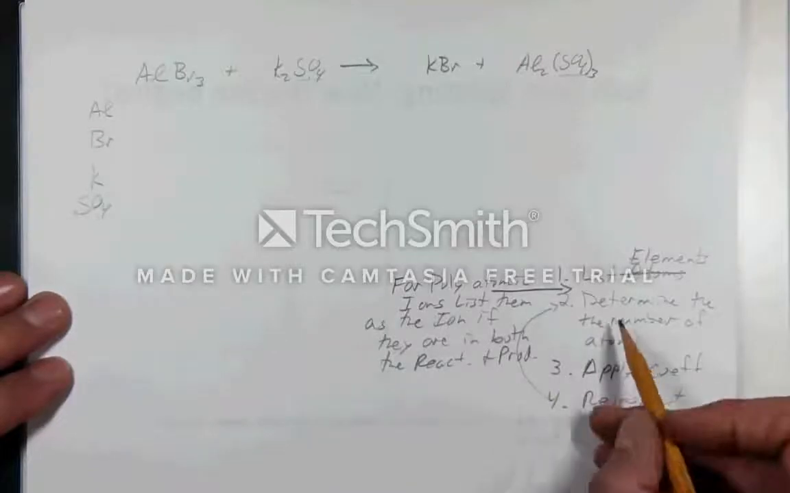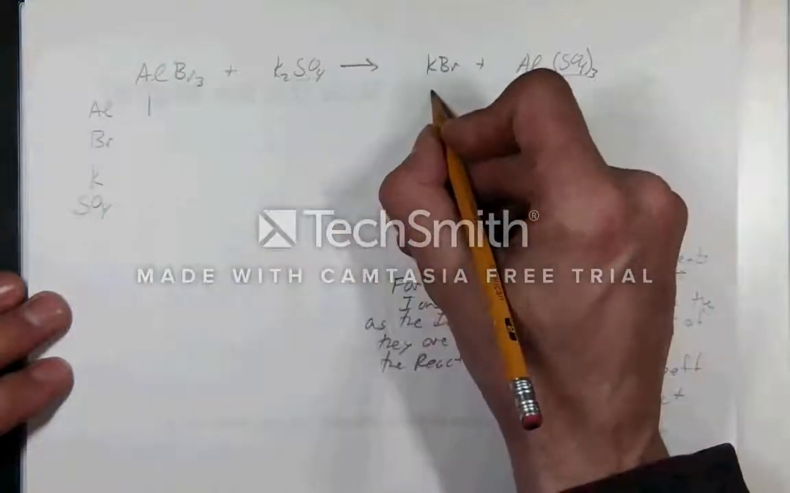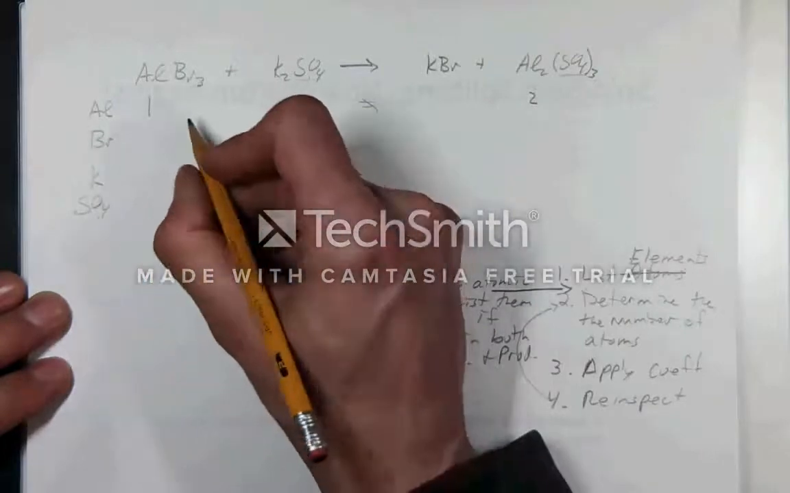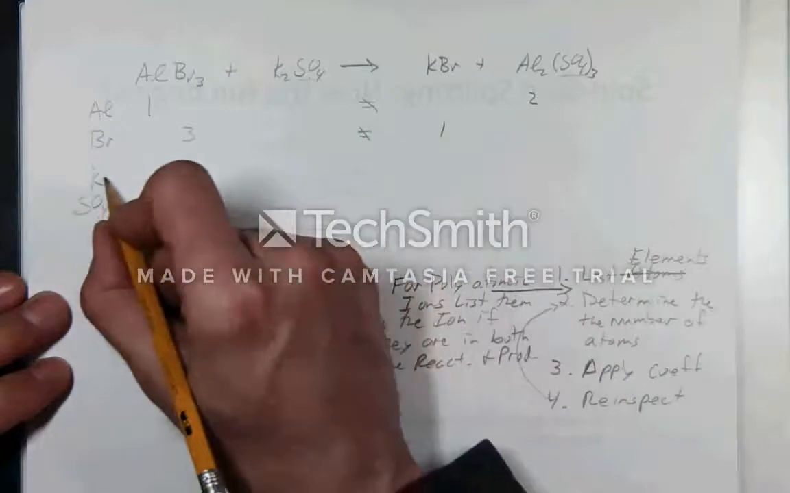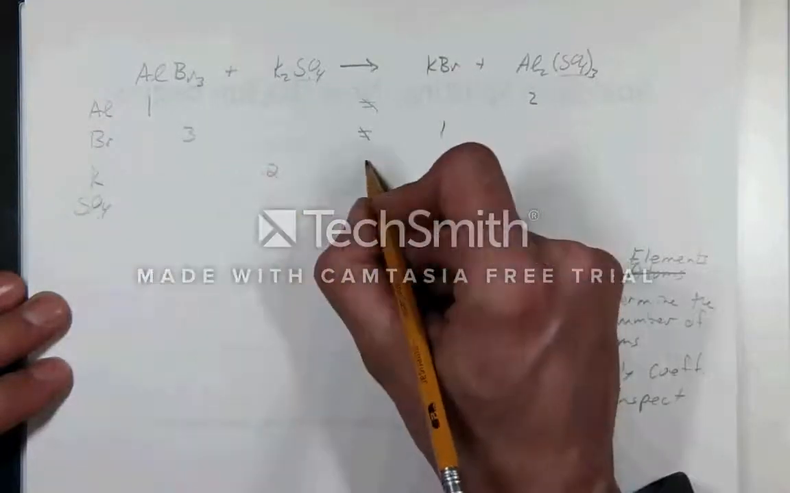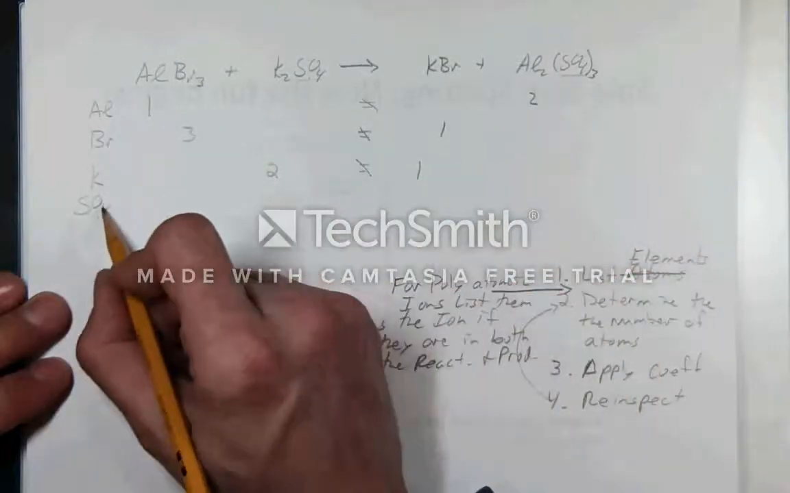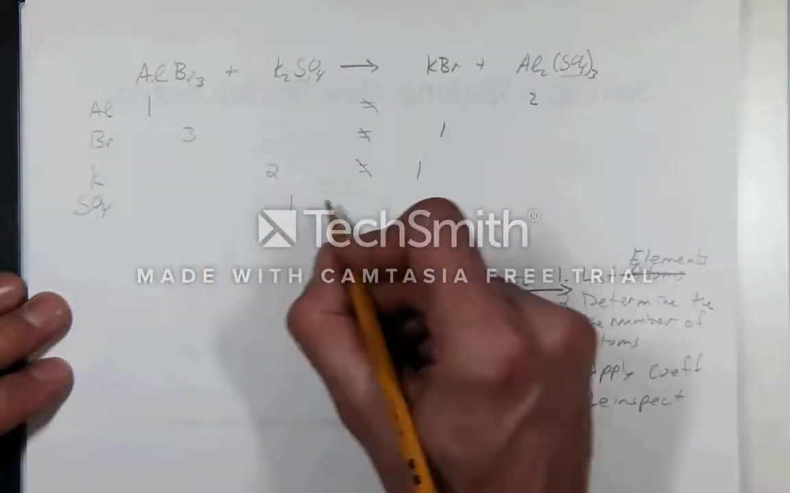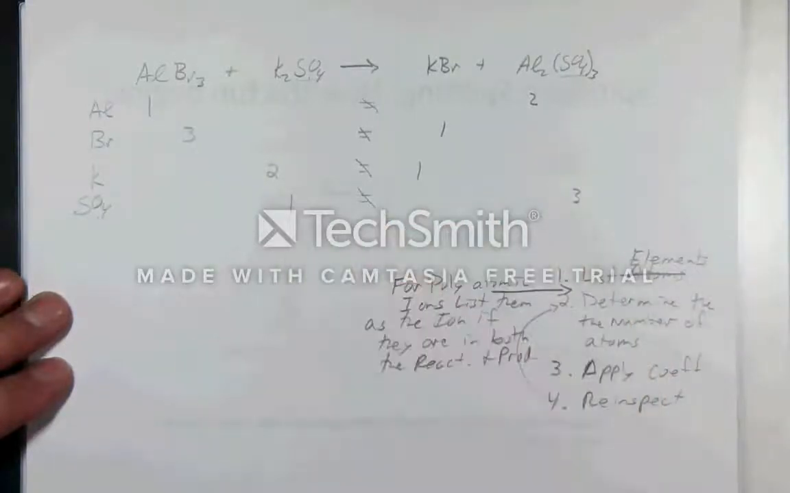Okay, so we've listed the elements. Now we determine how many there are. Well, we have 1 aluminum and 2 aluminums. Not balanced. Bromine, we have 3 bromines, and over here there's just 1 bromine. Again, not balanced. Potassium, there are 2 potassiums, listed underneath the element, and over here there is 1 potassium. Not balanced. Sulfate, we have 1 sulfate in potassium sulfate, and there are 3 here. Not balanced.